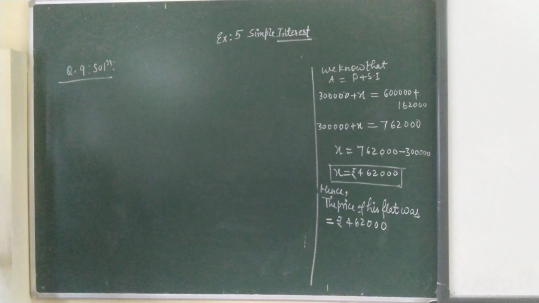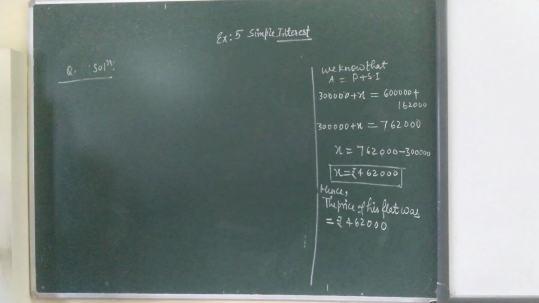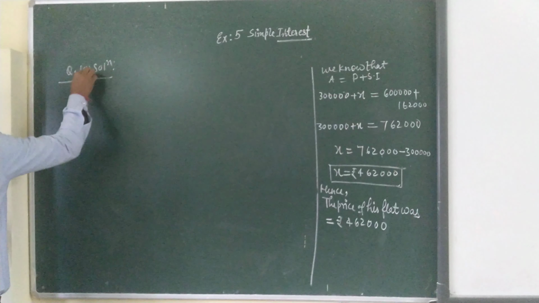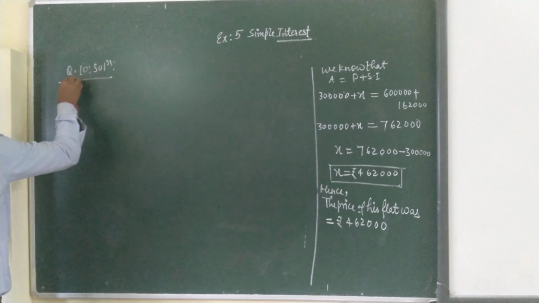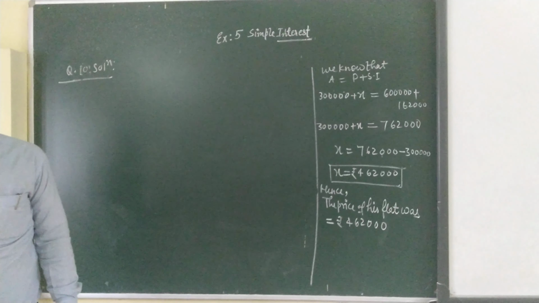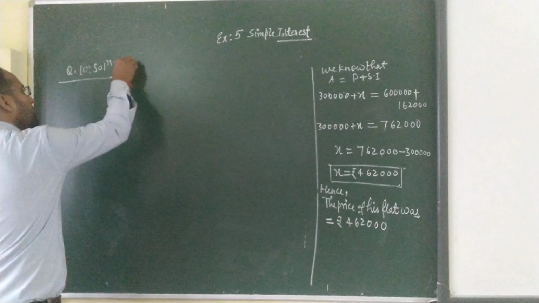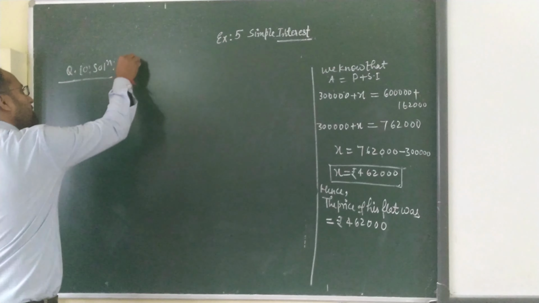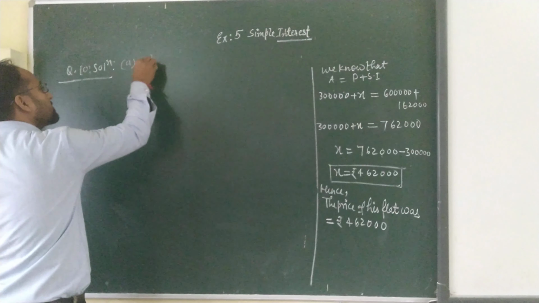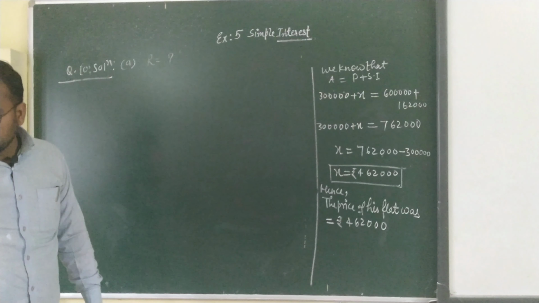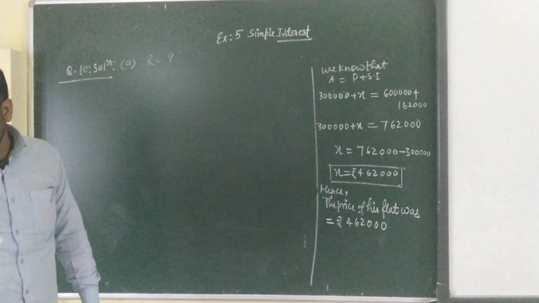Question number 10, first part A. Find the rate of interest if a sum of money gets double in 16 years. Very good question. Find the rate of interest. In this one, I'm asking for the rate of interest. We don't know about this rate of interest, if a sum of money gets double in 16 years.